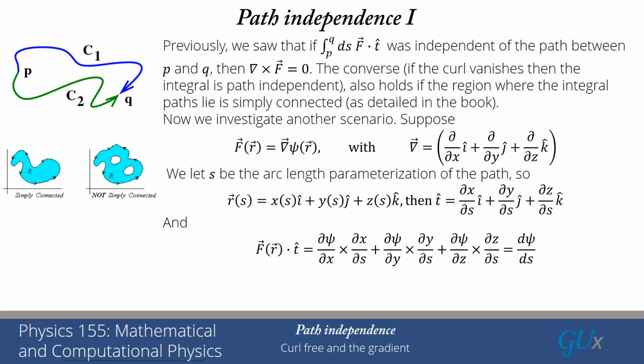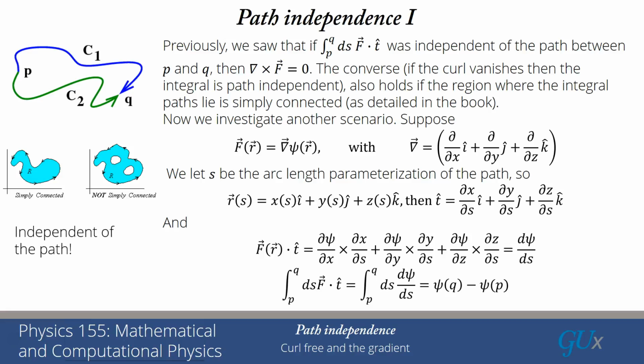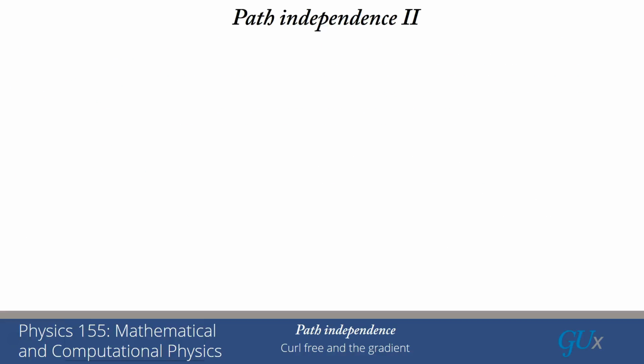So now we've written F dot T as a total derivative. We're now going to integrate, and you can see the ds's cancel, if you like, and what we get is the difference of psi evaluated at point Q minus psi evaluated at point P, and that is clearly independent of the path. It doesn't matter what kind of path I take to go from one point to the other, because I'm integrating a total derivative. I just get the antiderivative evaluated at the endpoints, the difference between them. That just comes from the fundamental theorem of calculus. Okay, let's look into this idea a little bit more.